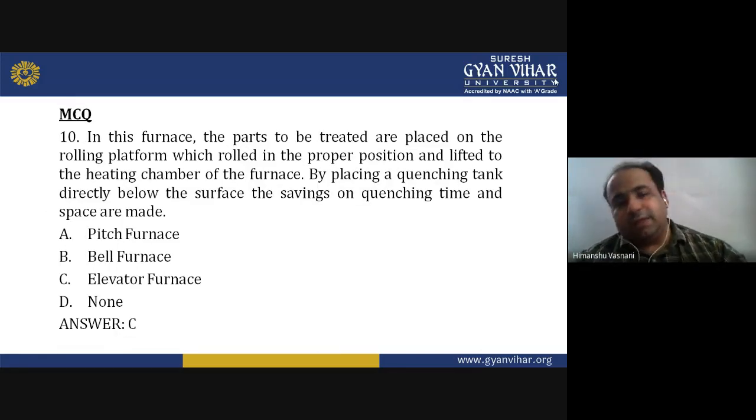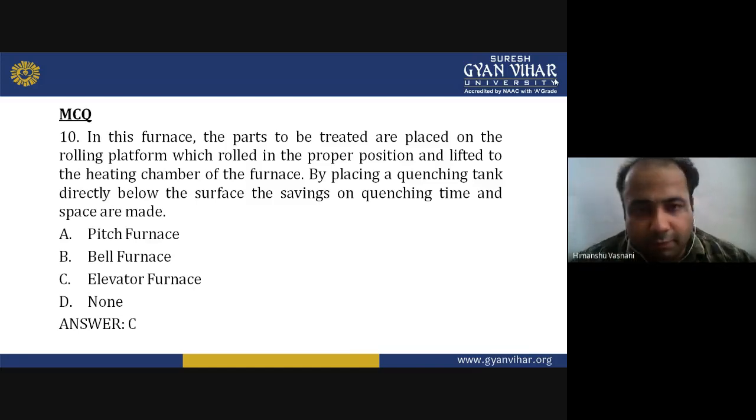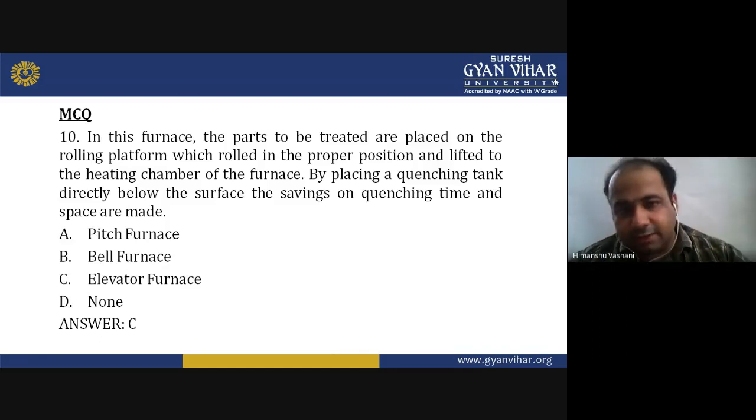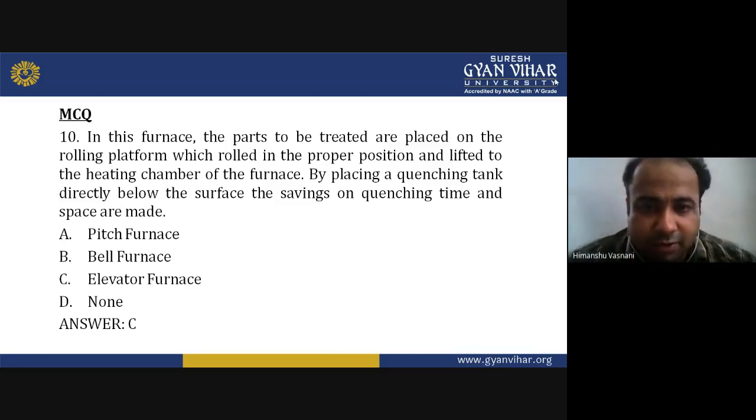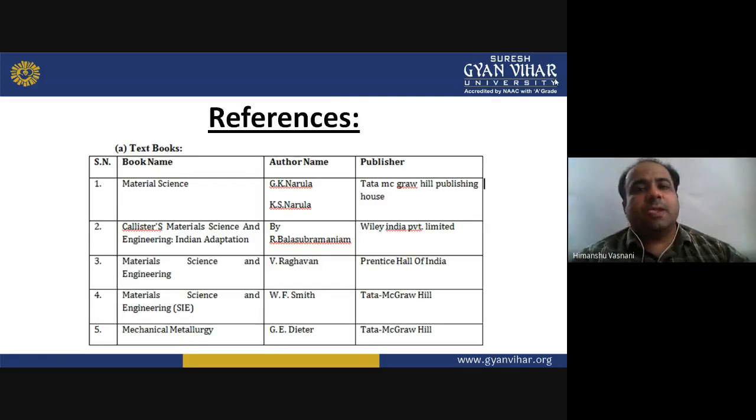Now they're talking about a furnace in which the parts to be treated are placed on a rolling platform, which rolls into proper position and is lifted to the heating chamber of the furnace, with the quenching tank directly below. What do we call this? We call it an elevator furnace.